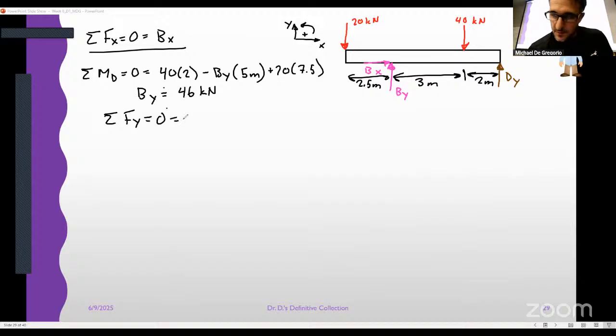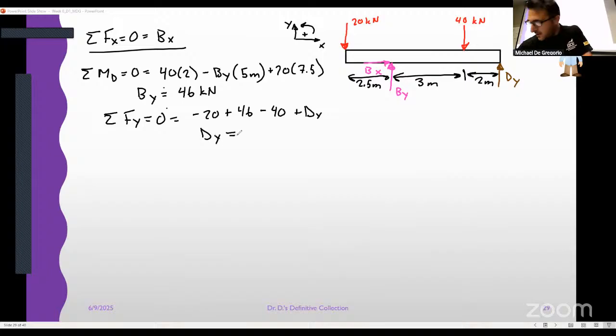Next up, we'll sum the forces in the y direction. Negative 20 plus By, which we found is 46, minus 40 plus Dy. Turns out that Dy is 14 kilonewtons, which makes sense because we had 60 kilonewtons pointing down, so I need 60 kilonewtons pointing up, and 46 plus 14 is 60, and so everything is balanced, right?